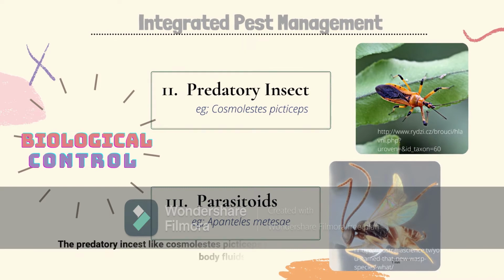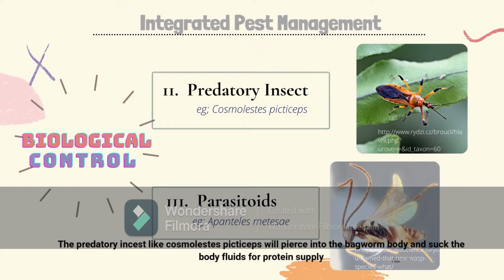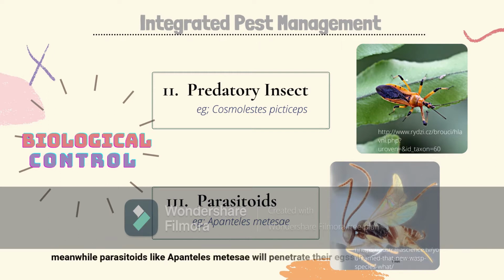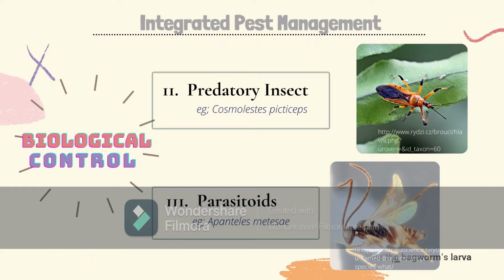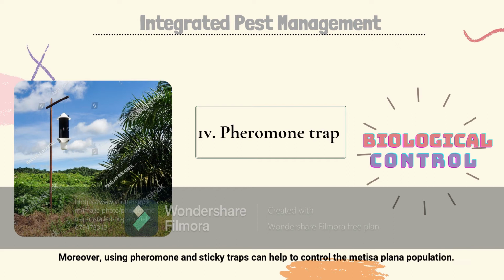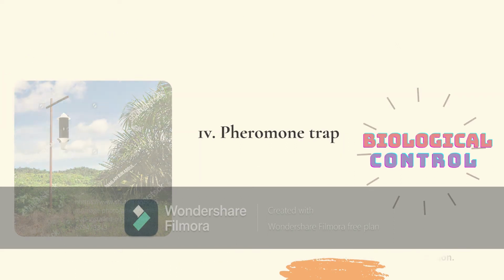The predatory insect like Cosmolestes picticeps will pierce into the bagworm body and suck the body fluids for protein supply. Meanwhile, a parasitoid like Apanteles metesae will lay its eggs inside the bagworm larva. Then the parasitoid larva will grow inside and eat the instar. Moreover, using pheromone and sticky traps can help to control the Metisa plana population.